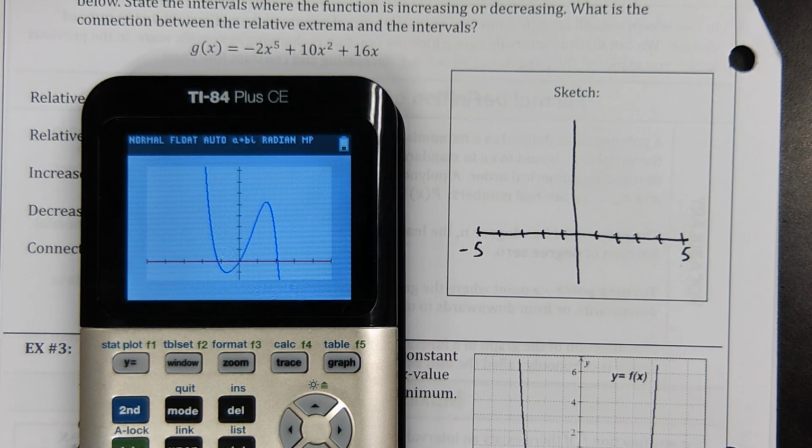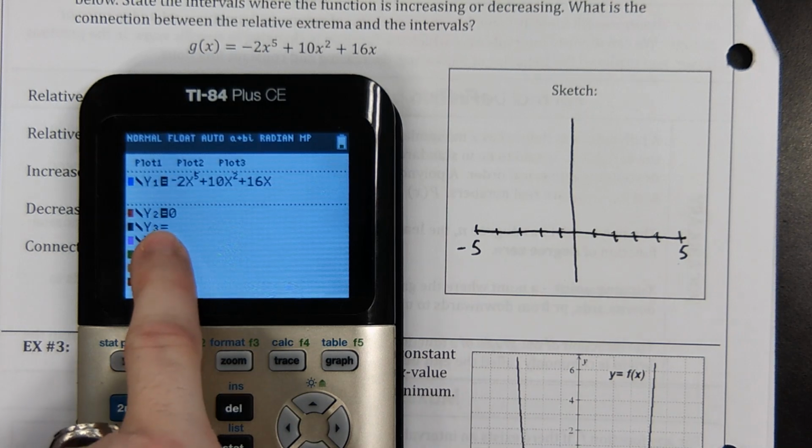Yes? Just straight up just type in 0? Yeah. Y equals 0. That is the y equals for y2. Scroll down and type 0.